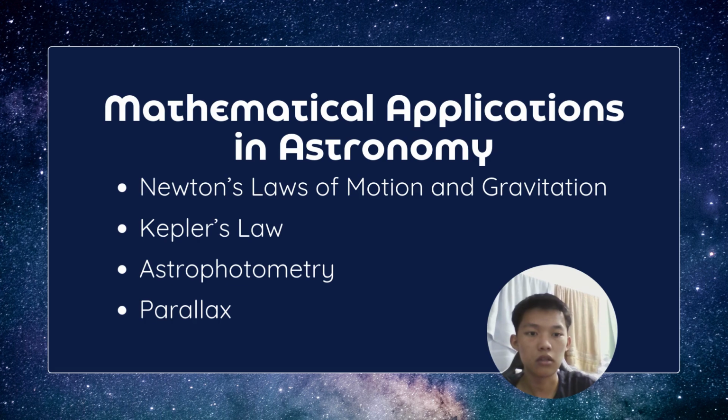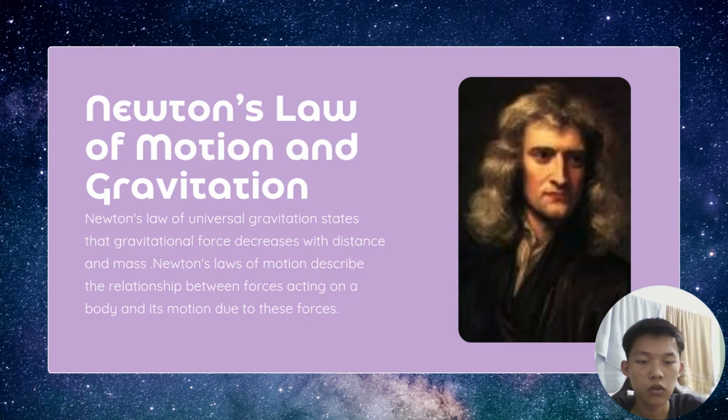The first is Newton's law of motion and gravitation. The second is Kepler's law. The third is astrophotometry, and the fourth is parallax. Newton's law of universal gravitation states that gravitational force decreases with distance and mass. It also describes the relationship between forces acting on a body and its motion due to these forces.